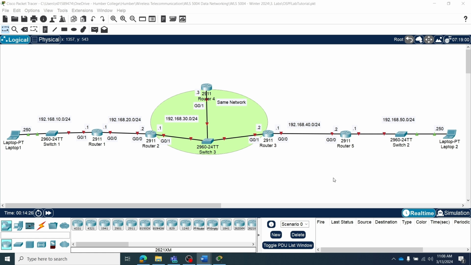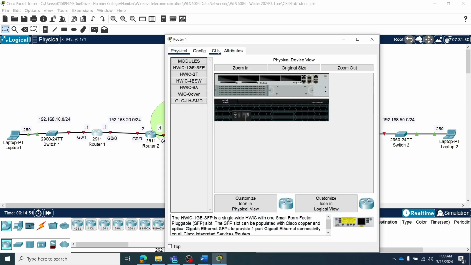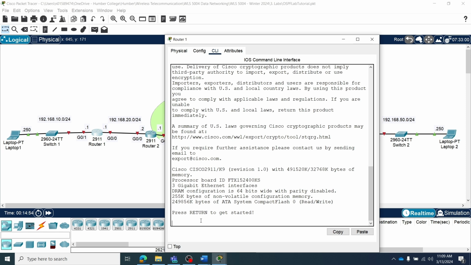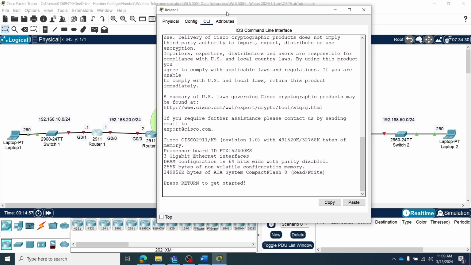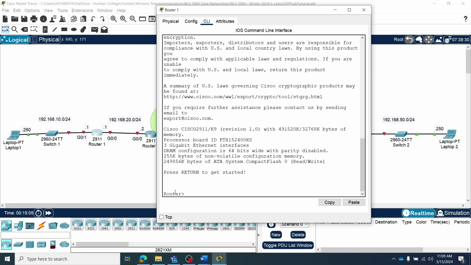and we will also see how OSPF elects the DR and the BDR, that means the designated router and the backup designated router. Let's see how we can configure the routers one by one. So let's open router 1. We configure the IP addresses first on all of these routers, and then we will configure OSPF so that network connectivity is established from one end to the other end.